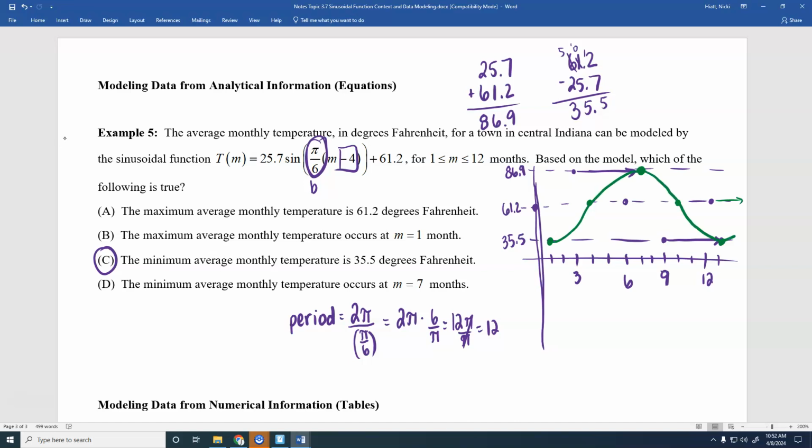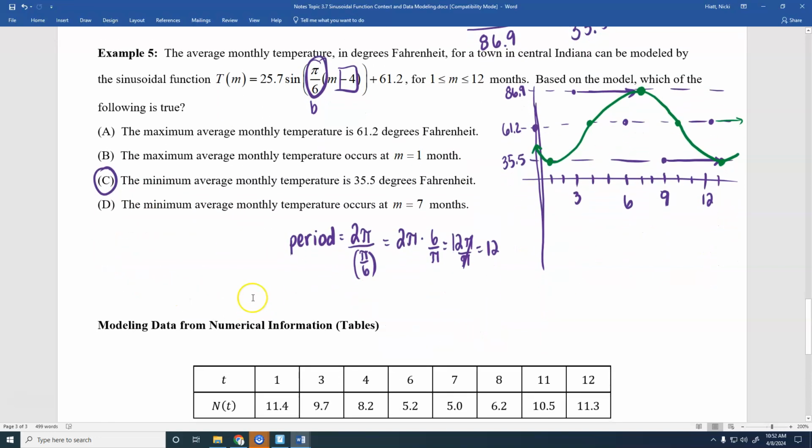So these two are just switched, because this says the maximum is going to be at month 1. What's really happening at month 1? Minimum, right? And then this says there's a minimum at month 7. It's really a maximum there. So if C had not been our right answer, that's how we would distinguish between B and D for that.